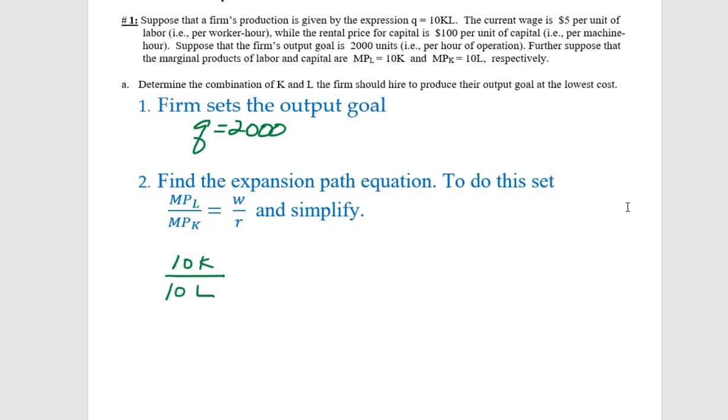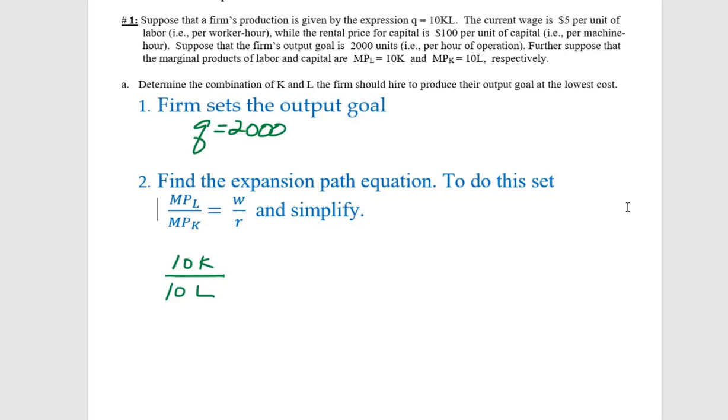Now, I've had a couple of people ask me, why is the marginal product of labor having a K in it and the marginal product of capital having an L in it? Why isn't it the other way around? Well, remember that how productive a worker can be depends on the availability of capital to them. So the more capital that's available, the more productive our workers can be. It's the same with capital. The more labor that's available for that next unit of capital, the more productive that unit of capital can be. Okay, back to what we were trying to do.